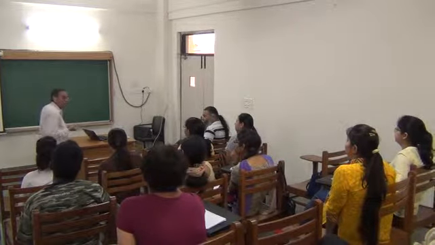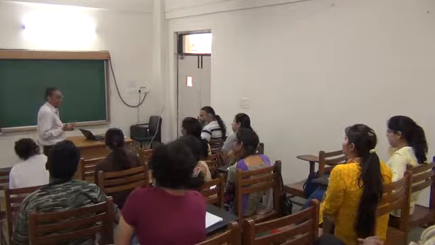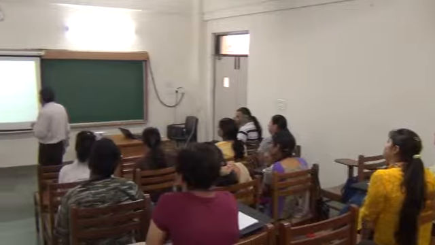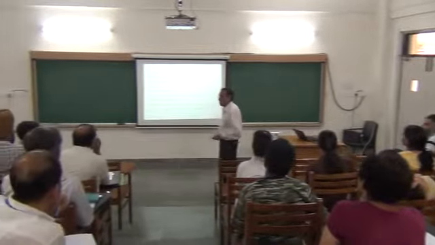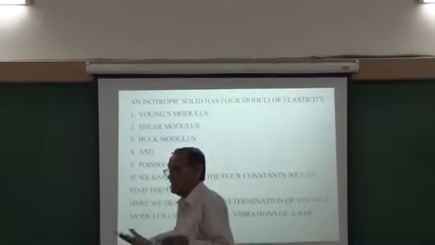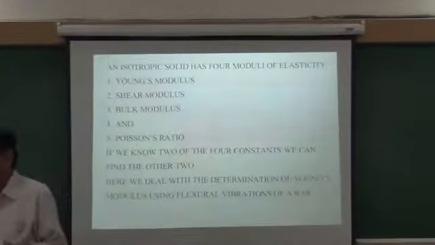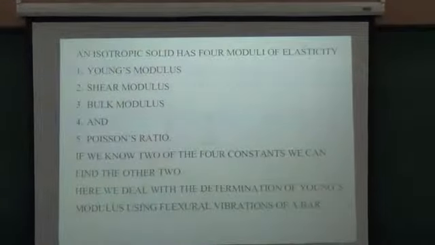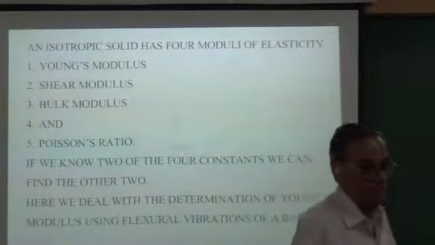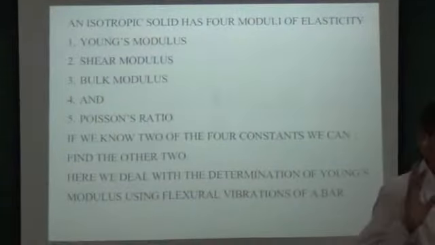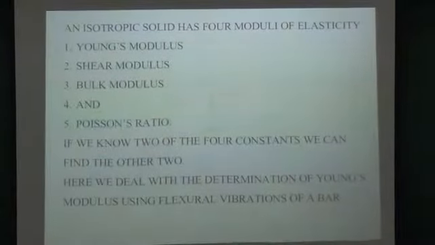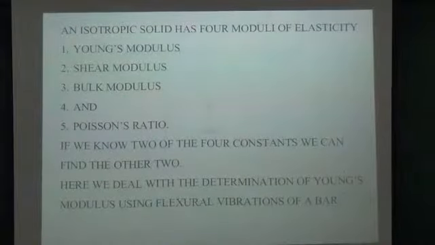You can choose any 2 out of the 4 as the independent moduli. So you can choose generally the Young's modulus and the shear modulus, or the bulk modulus and the shear modulus, as independent constants. Then the other 2 moduli can be written in terms of the 2 independent moduli. So to know the full elastic behavior of an isotropic material, you have to measure only 2 independent elastic constants.